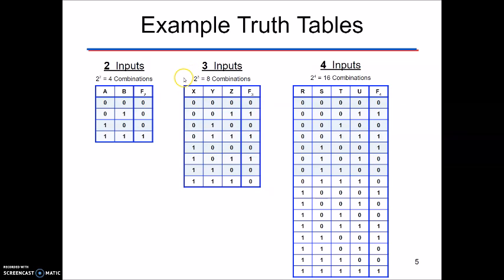Then we have our 3 input table, and again 2 to the third means that we have a total of 8 combinations, and then with a total of 4 inputs, 2 to the 4 gives us a total of 16 combinations. So again, this is binary counting order. That's how we can just calculate through and figure out what our inputs are and our outputs are going to be for our truth tables.